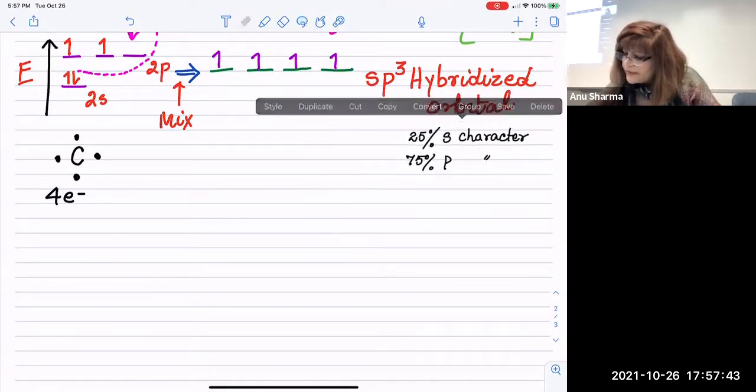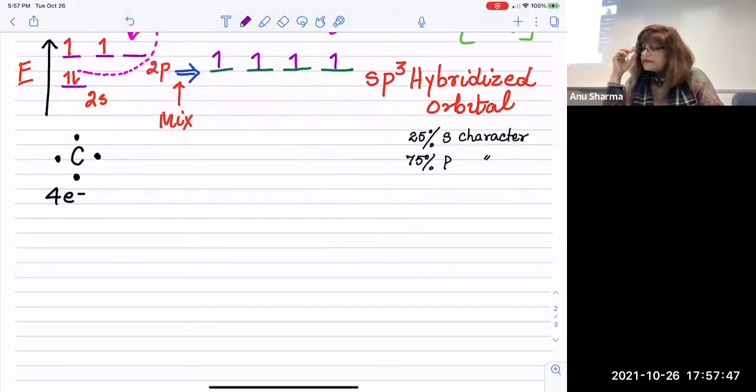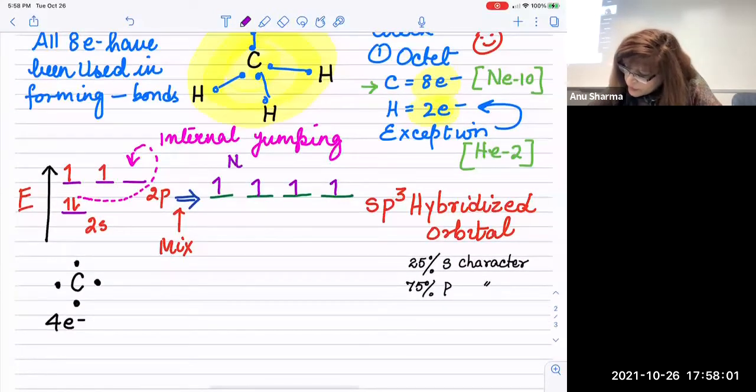So we have now 25% s character and 75% p character. And so we see here that these are basically a new set of orbitals.